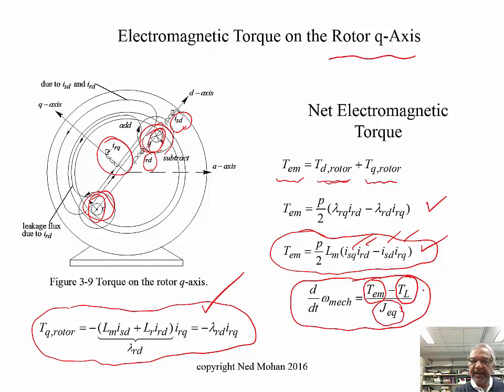Here we are ignoring the damping. This is the acceleration, which is d/dt of mechanical speed. So we have to make sure that we make a distinction between omega m and omega mechanical, because omega m is P over 2 times the mechanical speed. So for a two-pole machine, they are equal. Otherwise, they are not equal.